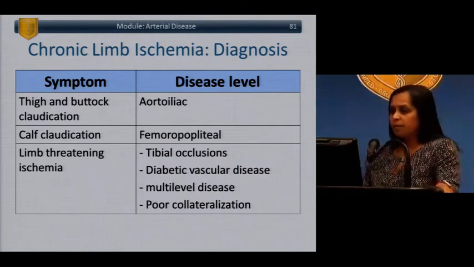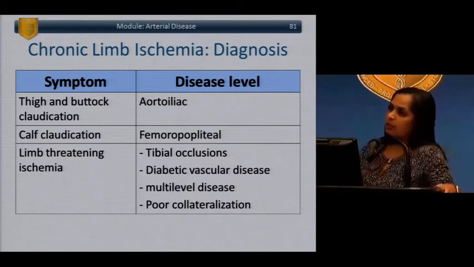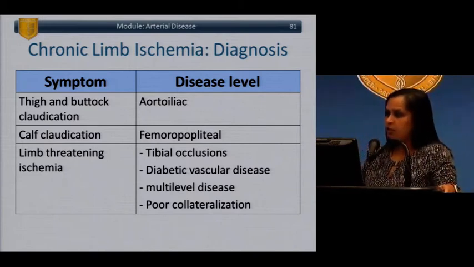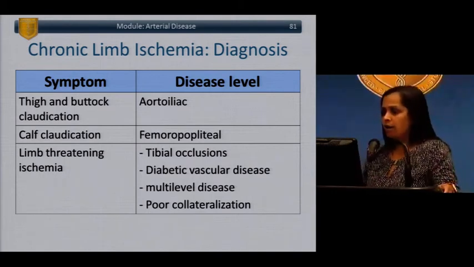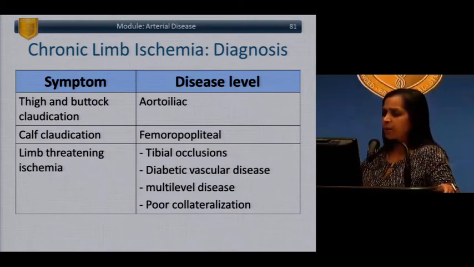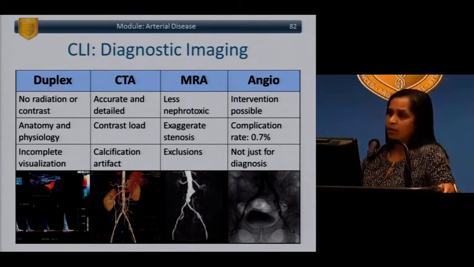So diagnosis of chronic limb ischemia, again, the symptom can help inform us of the disease level. Patients that present with thigh and buttock claudication typically have aortoiliac disease. Patients with calf claudication typically have femoropopliteal disease. And patients with limb-threatening ischemia typically have either distal disease or multi-level disease. In diabetic patients, again, limb-threatening ischemia may occur with lesser levels of atherosclerotic disease. And there are a few subgroups of patients with poor collateralization that also may get critical limb ischemia early.